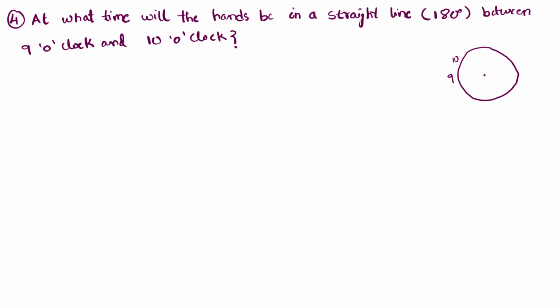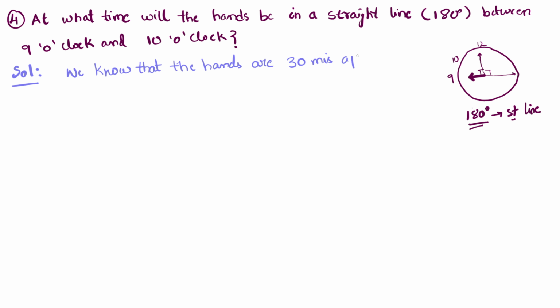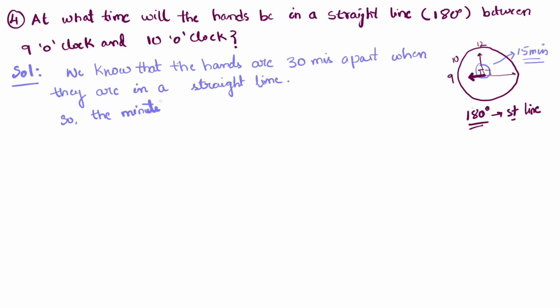For our next question, we have: at what time will the hands be in a straight line, which is 180 degrees, between 9 o'clock and 10 o'clock? We know that the hands of the clock have to be 30 minutes apart when they are to be in a straight line. And at 9 o'clock, the minute hand is already 15 minutes away from the hour hand. So, it has to gain another 15 minute spaces to be 30 minutes apart.